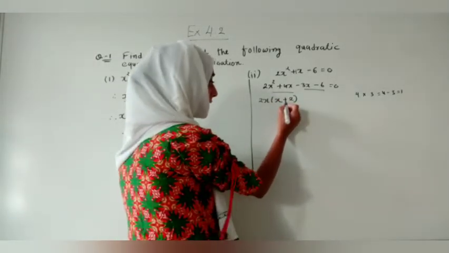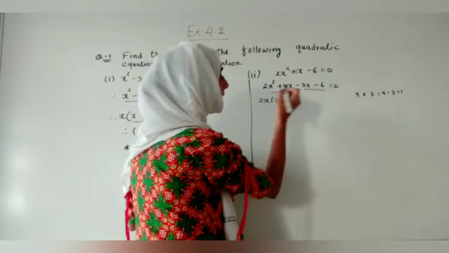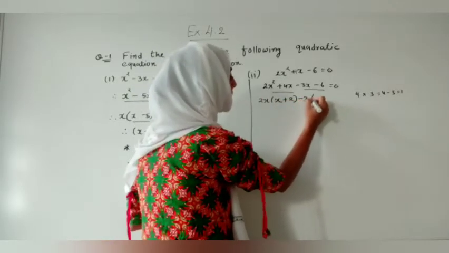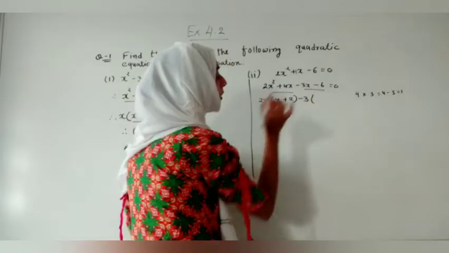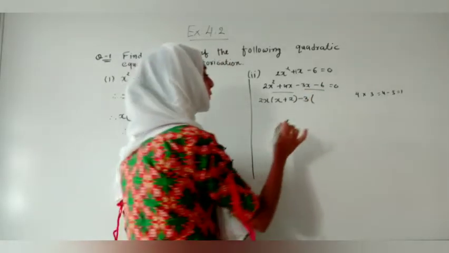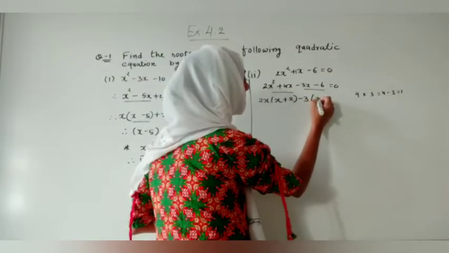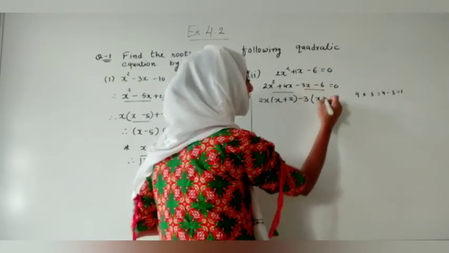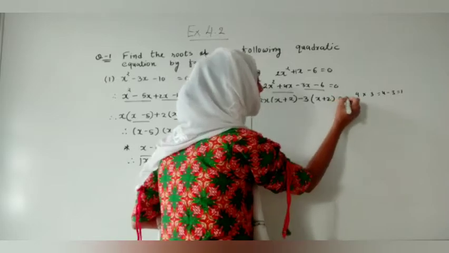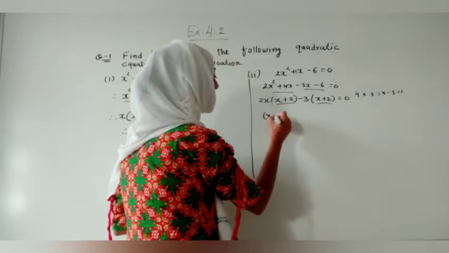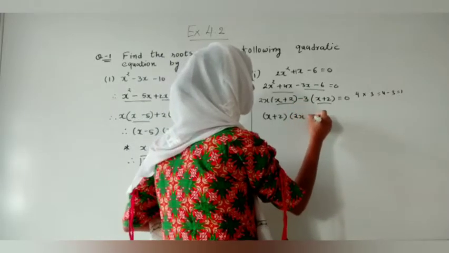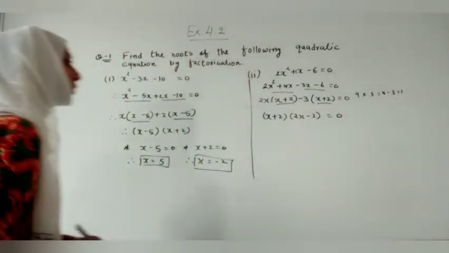Now in the bracket, if it is plus and here it is minus, we have to take out minus common. If we are taking minus 3 common, because 3 is there and 3 is in 6 also, so this minus will become plus. Again this minus will also become plus and they both are equal to 0. Means we have to take x plus 2 in one bracket and write 2x minus 3 in another bracket, and that is equal to 0.